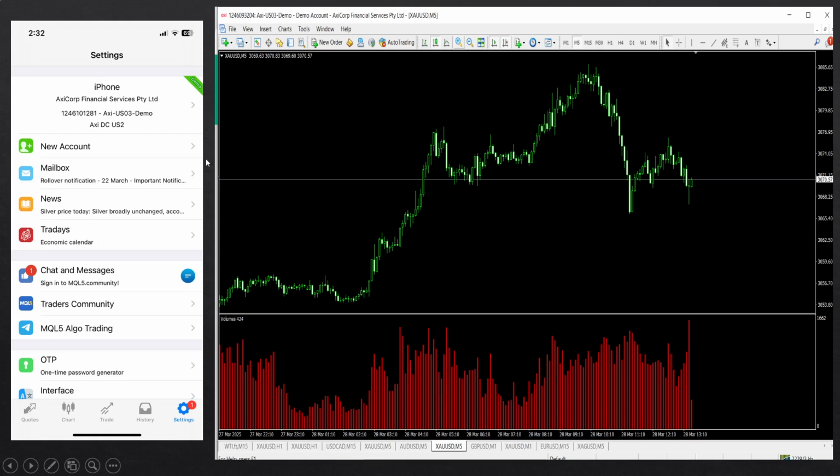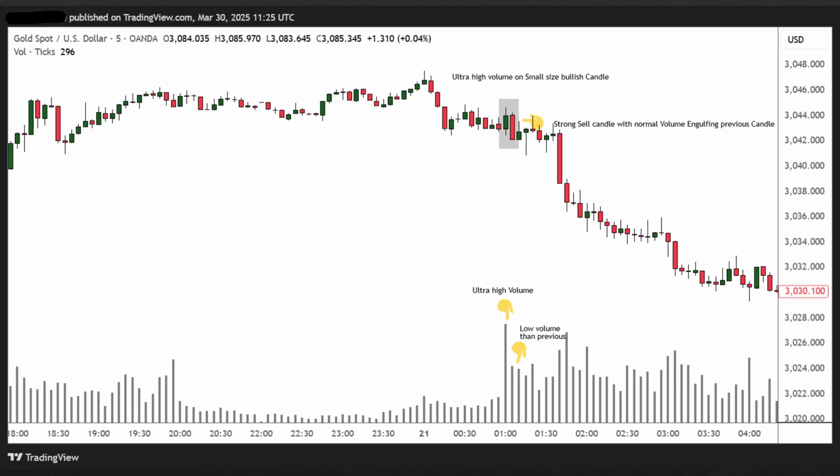Again, the broker we are using for reading these volumes is ExyTrader. This is ExyTrader on mobile setup, demo account. This is ExyTrader on MT4 setup. And if you are using TradingView, then you should use the broker Oanda to read the volumes.